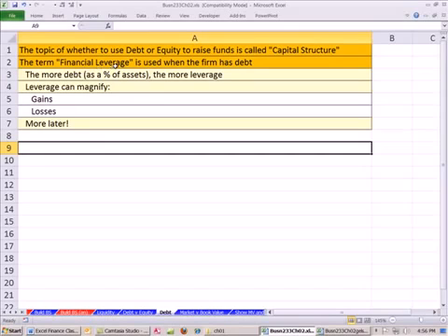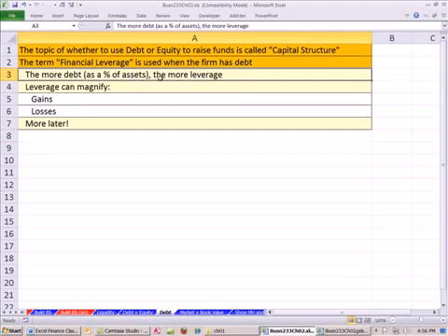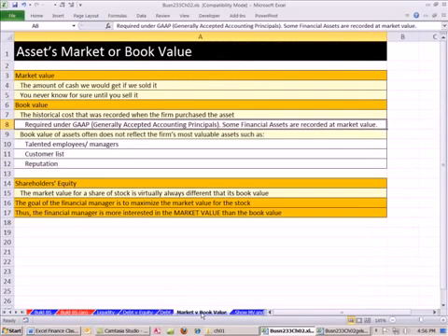Next chapter, in chapter 3, when we do financial ratios, we'll have ratios that will tell us how much leverage we're using. The more debt as a percentage of assets, the more leverage. And leverage can magnify gains and losses. More later on that. Market value versus book value. I think this is our last topic in this video about the balance sheet. And then next video we'll do income statement.